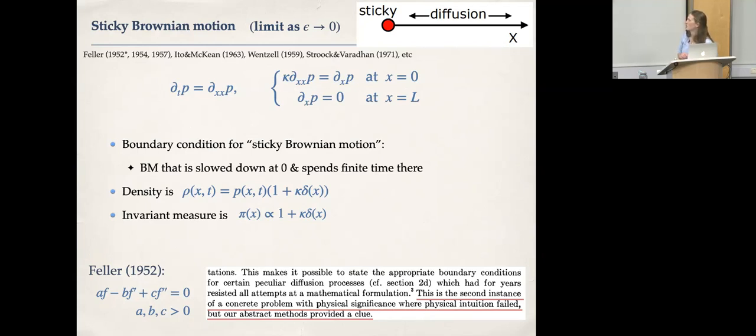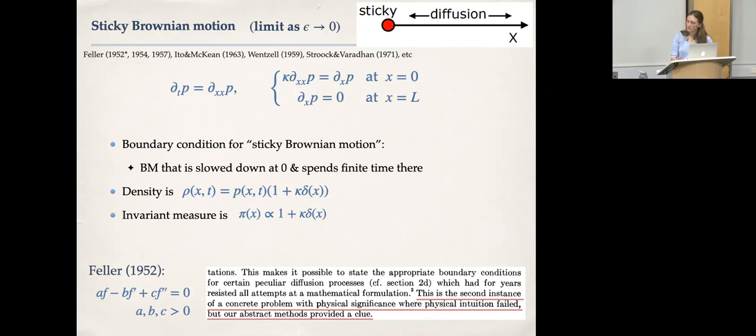And he actually says in this paper, this is the second instance of a concrete problem with physical significance where physical intuition failed, but our abstract methods provided a clue, which I think is a really nice thing because it doesn't often happen that way. Usually something is discovered in physics and engineering and mathematicians will go up and clean up afterwards. I do wish he could tell us what the first instance is, but he doesn't tell us what this first instance of a concrete problem is.